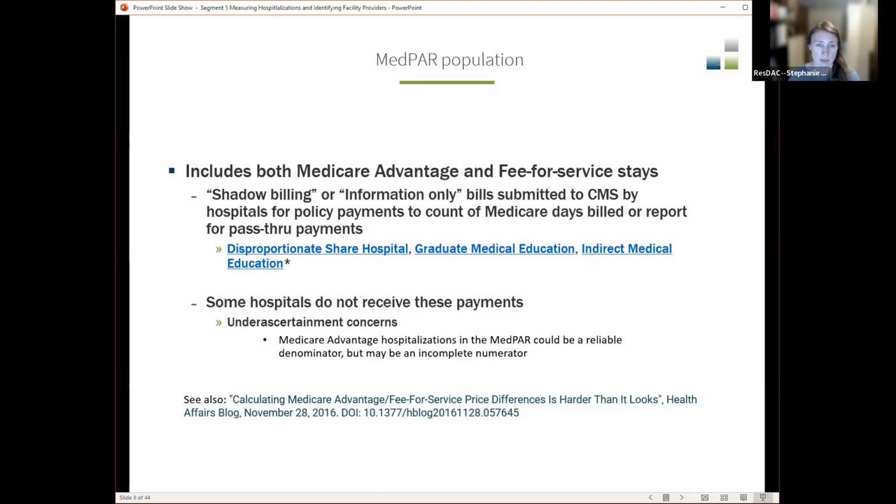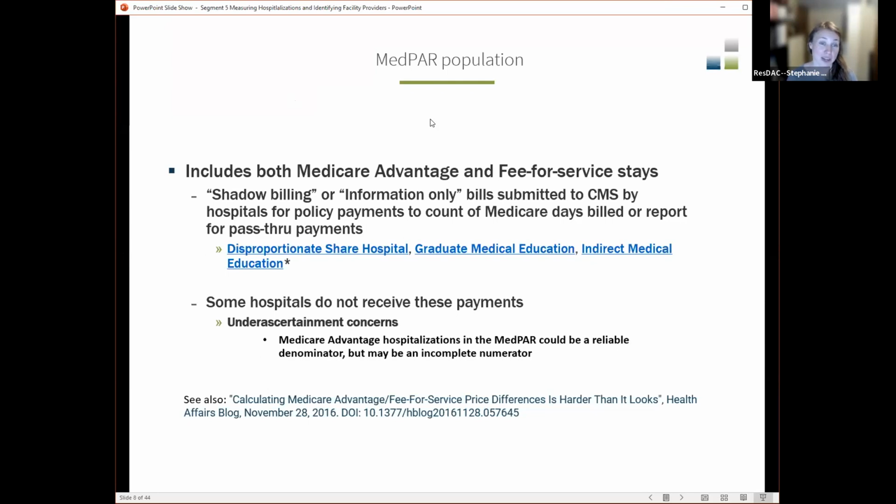One of our faculty members has done exactly that. They've said, we've identified these hospitalizations in the MedPAR and we're going to link that to their post-acute care use. It might be an incomplete numerator though. If you were to say, I want to know how many hospitalizations there are in the Medicare Advantage population, you may not be getting all of the stays. Just to highlight that there are under-ascertainment concerns.